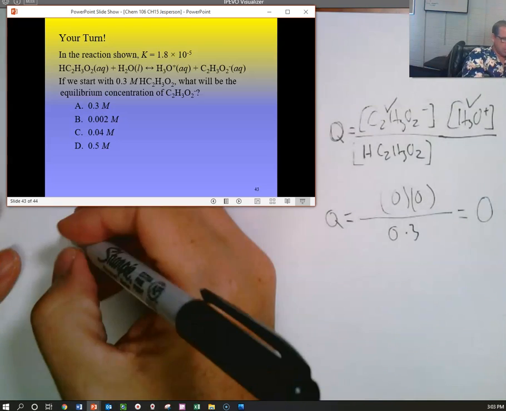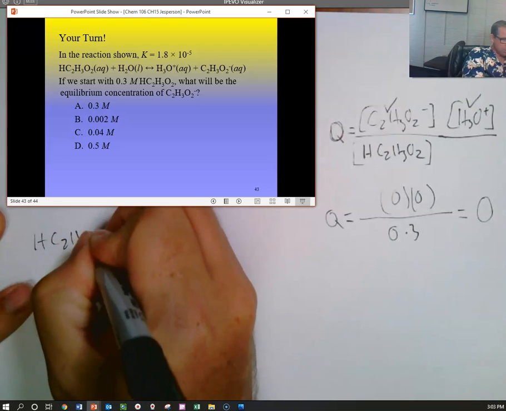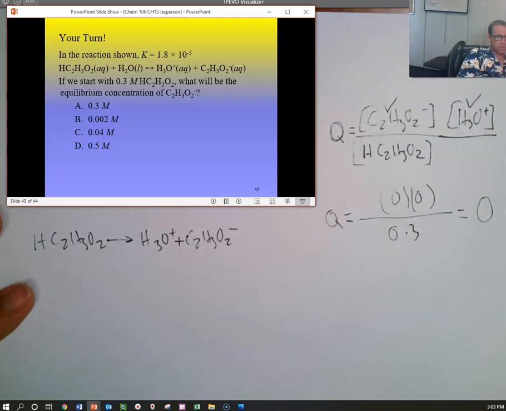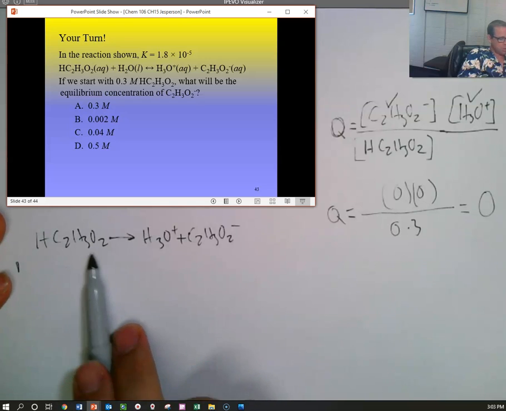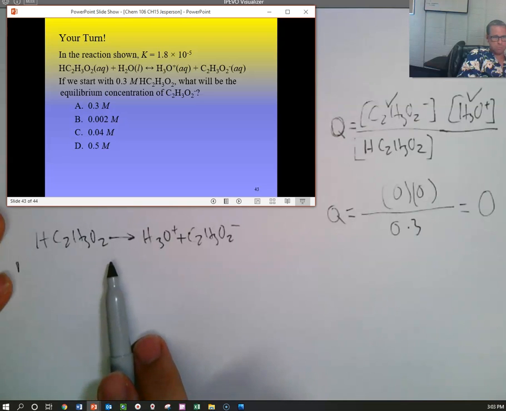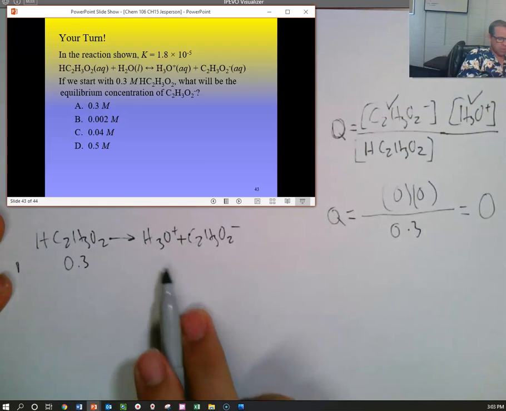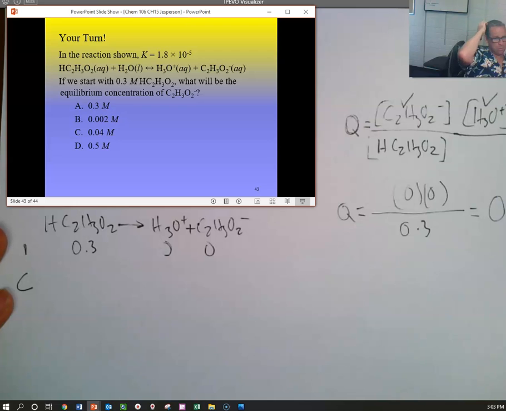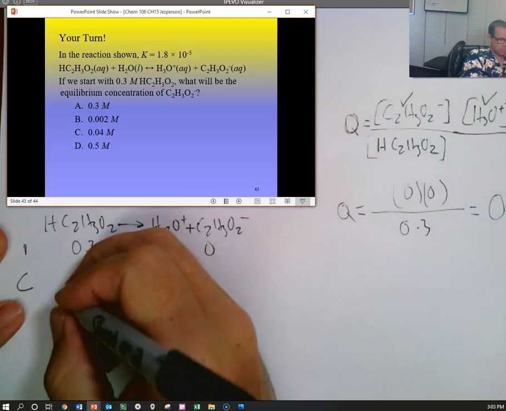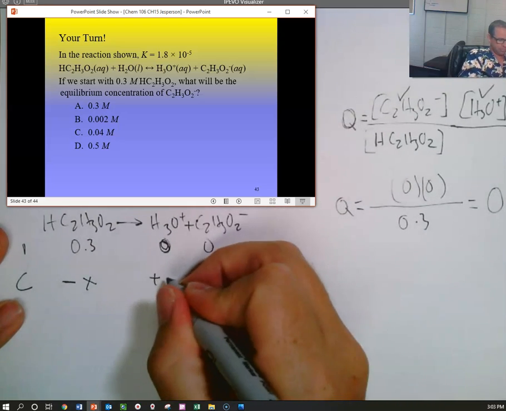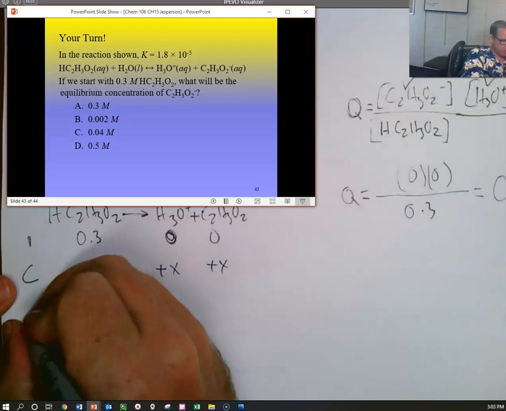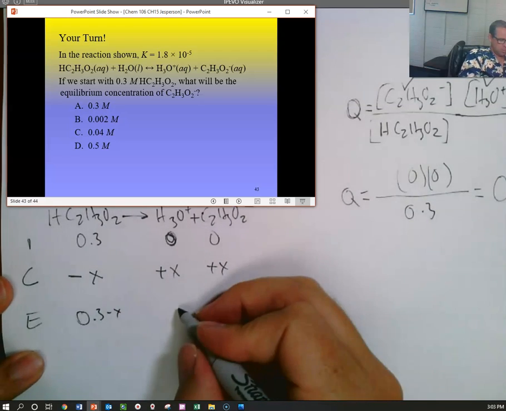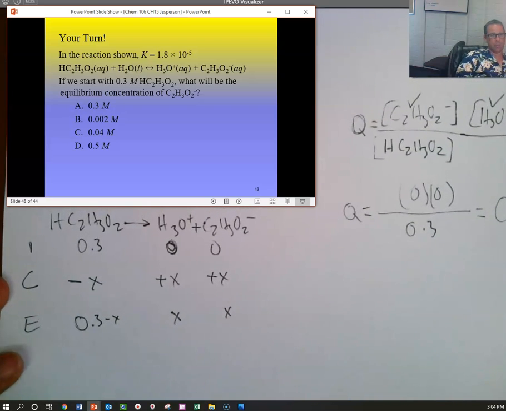Yeah, that makes sense. Okay, so then I'm going to write my chemical reaction here. HC2H3O2 going to, I don't need to include the water, H3O plus, and C2H3O2 minus. My initial concentration. What's my initial concentration for this, Sarah? 0.3. Very good. Initial concentrations of these two? 0. All right. The change? So that change would be minus X. Those changes would be plus X. Very good. The equilibrium concentration here is what? 0.3 minus X. And then X and X. Okay, very good.